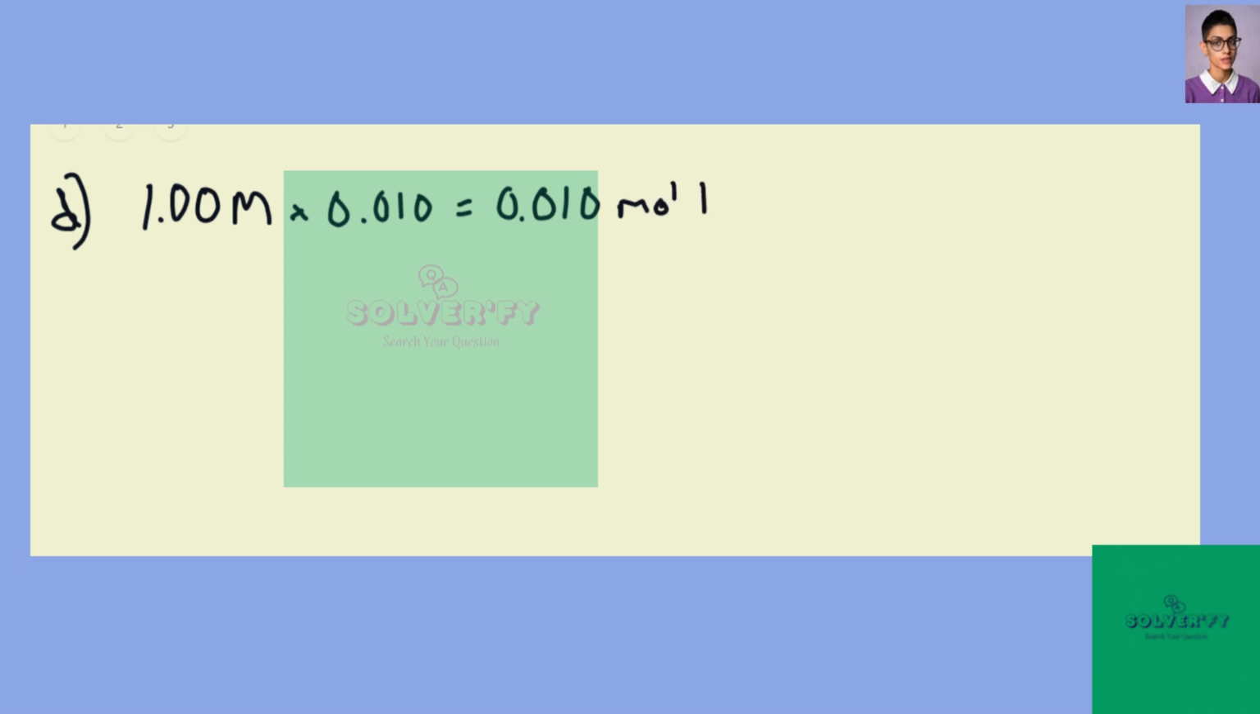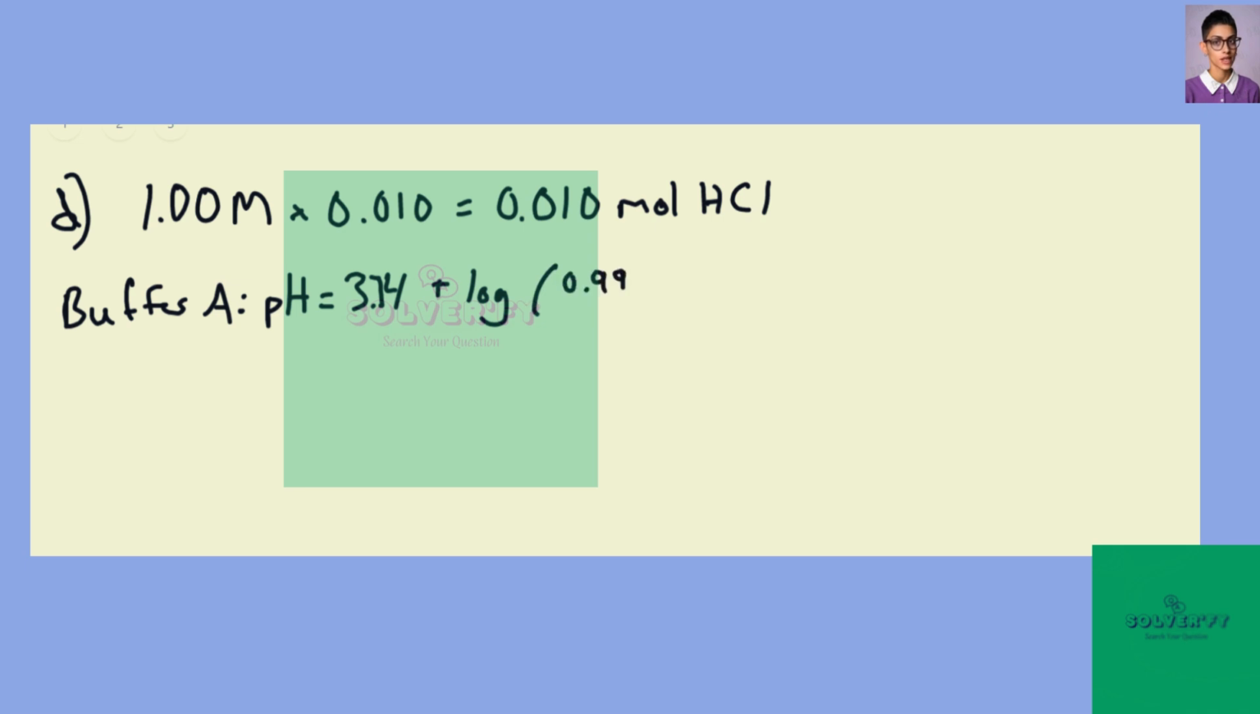So in part D, we're asked about if we add 10 milliliters of this 1 molar HCl solution. So we calculate, again, the moles of HCl that we're adding, and it is equal to 0.010 moles. So we subtract it again from the base and add to the acid. So for buffer A, we have pH equal to 3.74 plus the log of 0.990 divided by 1.010. And that gives a value of 3.73. So this time we have a bigger change in the pH equal to 0.01.